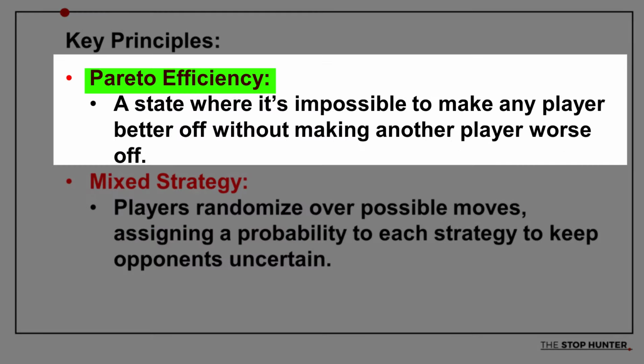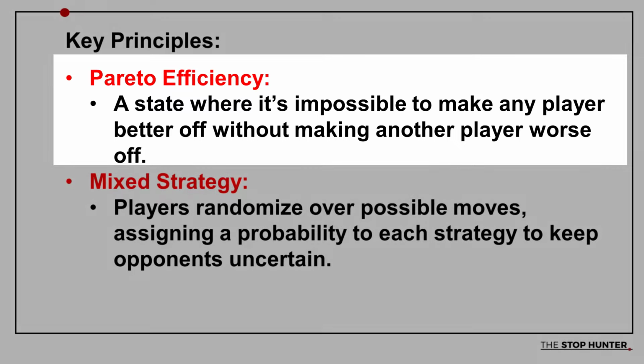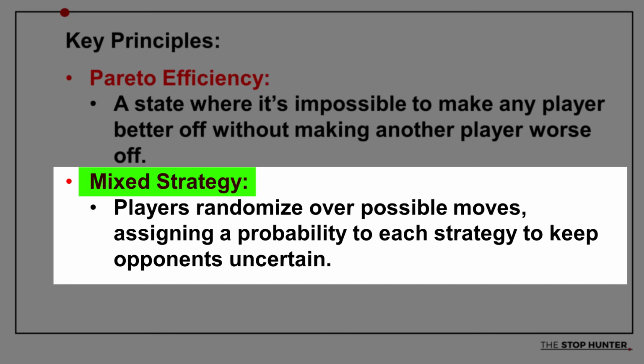And the other two, well, we've got Pareto efficiency. It's a state where it's impossible to make any player better off without making any other player worse off. And then the mixed strategy, where players randomise over possible moves, assigning a probability to each strategy to keep opponents uncertain. I suppose a bit like poker.